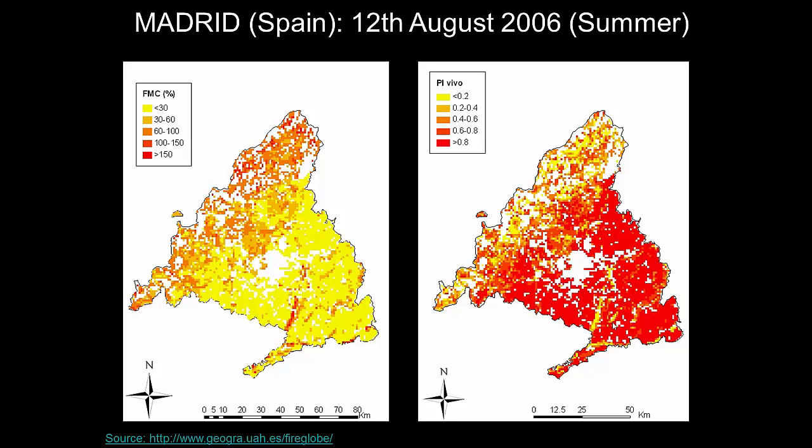And this is an example from Spain. This is the region of Madrid, and you can see on your left the map of fuel moisture content and the corresponding probability of ignition. So the lowest values, as I previously explained, correspond to the highest probabilities of ignition, and the other way around. So these maps can provide useful information for fire risk management assessment.